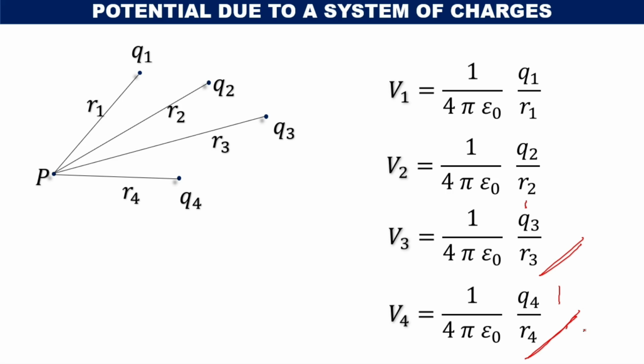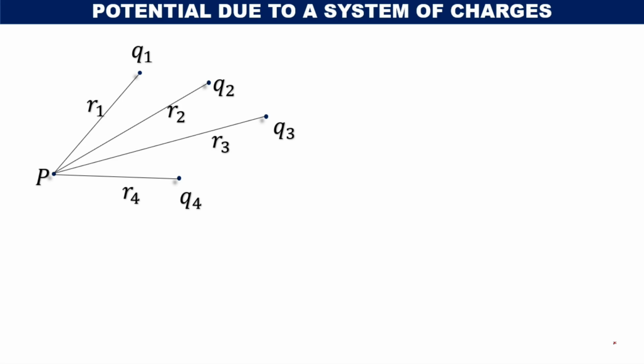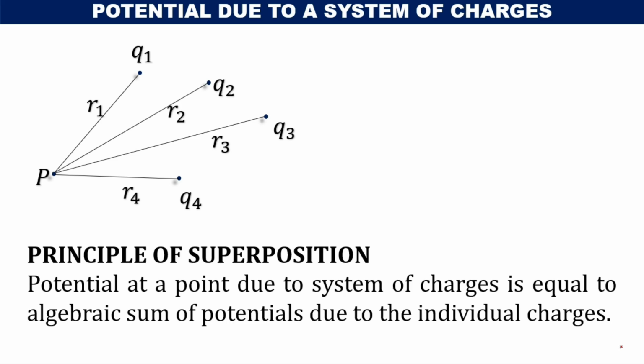All these expressions are obtained using the fact that the potential at a given point due to a point charge is directly proportional to the magnitude of the charge and inversely proportional to the distance of separation, which was derived in the previous video. Now, since we are going to consider all the charges at once, the net potential at point P should be the algebraic sum of the potentials due to individual charges. This principle is known as the principle of superposition.